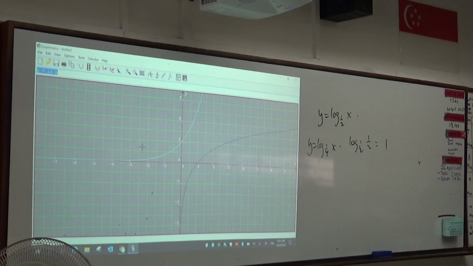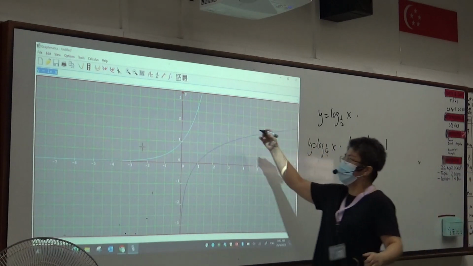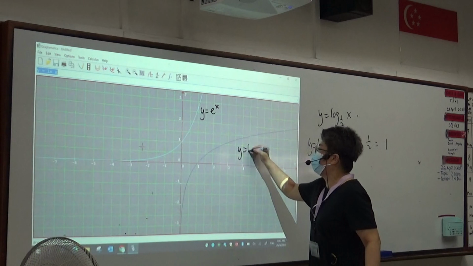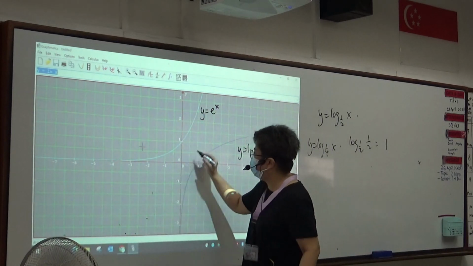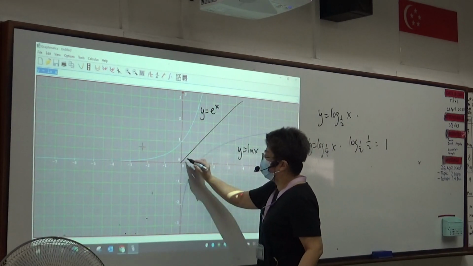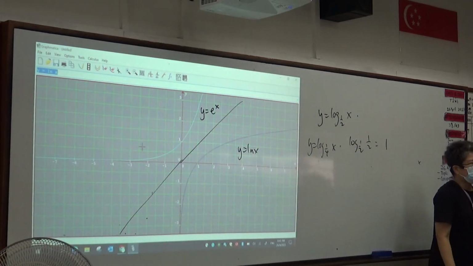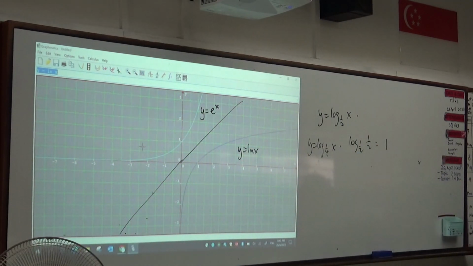Yes or no? Now, this is the equation of y equals e^x on the graph. This is y equals ln x. And it's reflected about this line, y equals x. Can you see that? That is the line of symmetry. So that is your page 125. Are you okay so far?